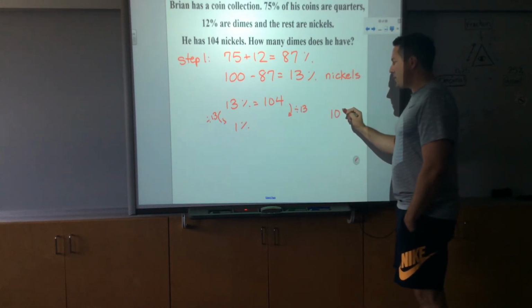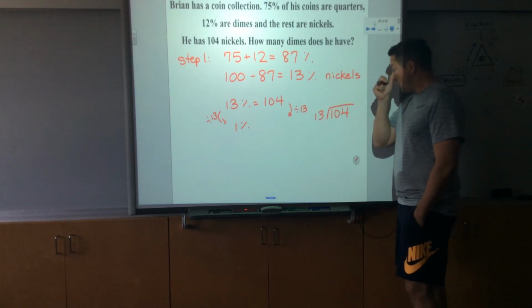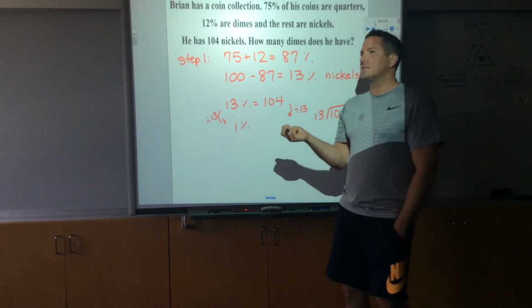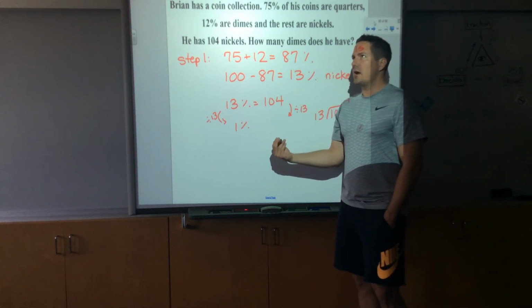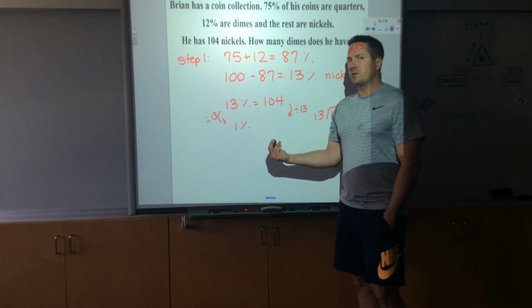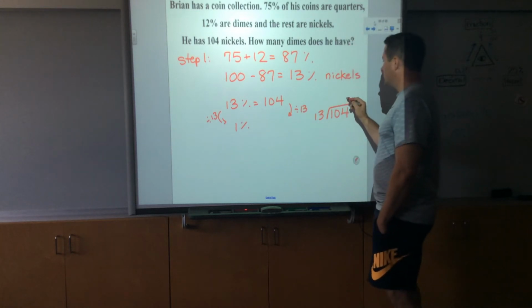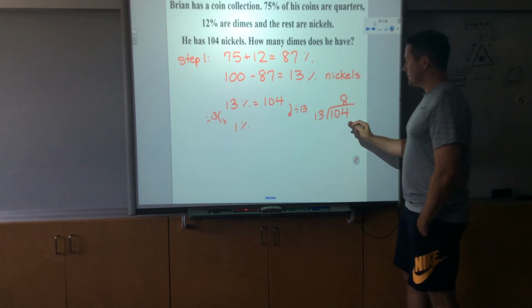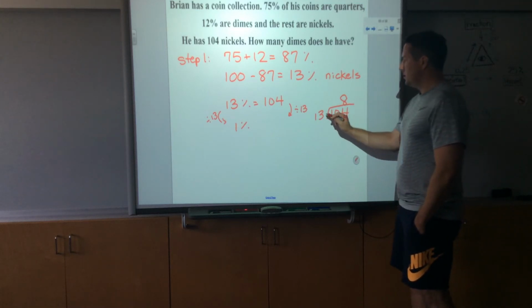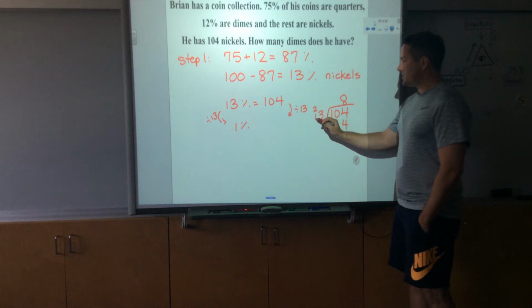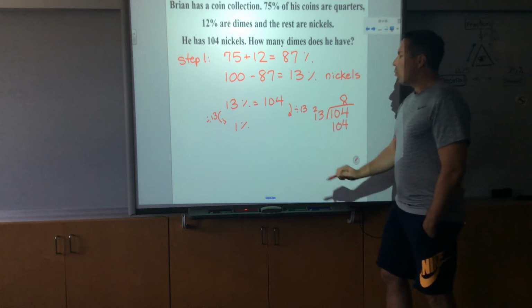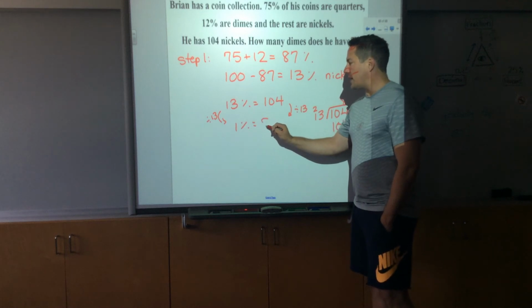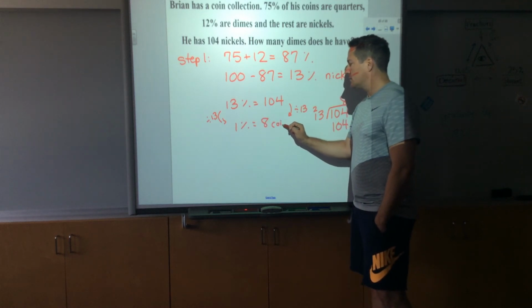I don't know that off the top of my head, so I'm going to come off to the side and do 13 into 104. Now, thinking through my facts, I know 13 times 10 is too big. 13 times 9, I think, is still a little too big. So let's try 8. 8 times 3 is 24. Carry the 2. 8 times 1 is 8. Add 2. Aha! Perfect. So 1% of his collection is going to be 8 coins.